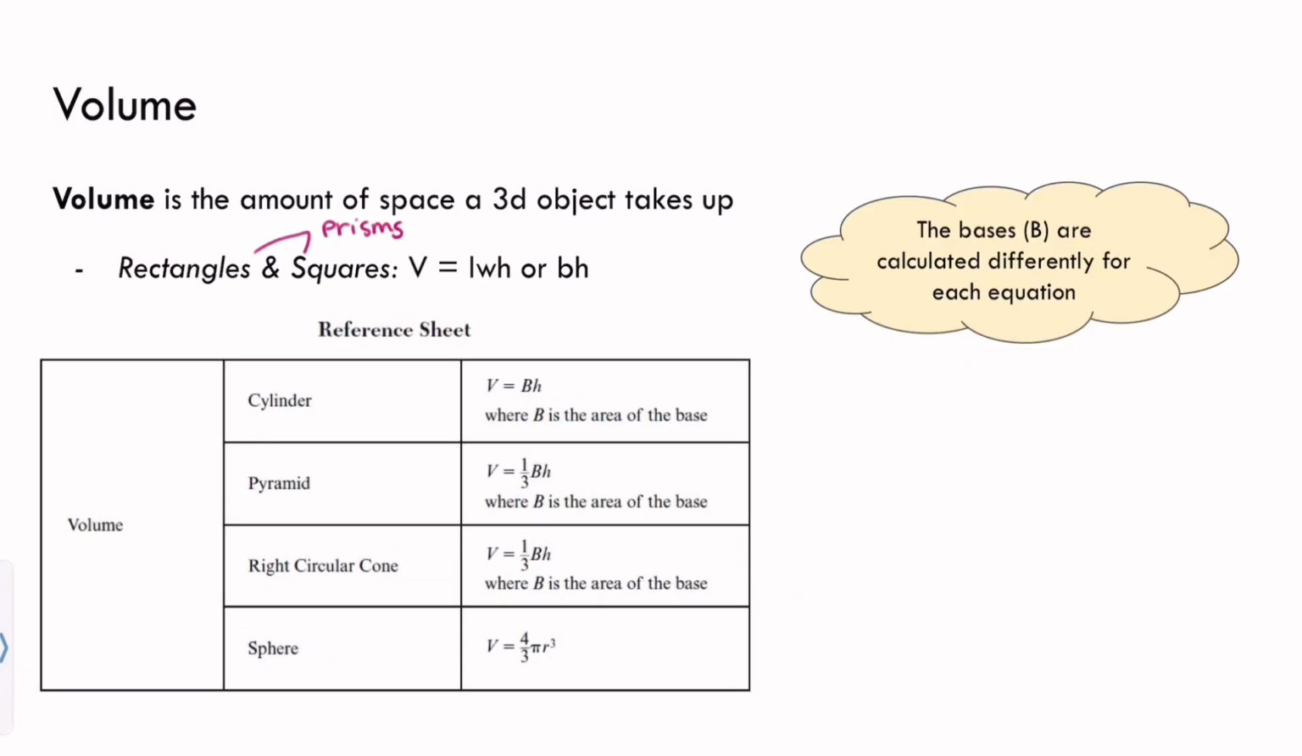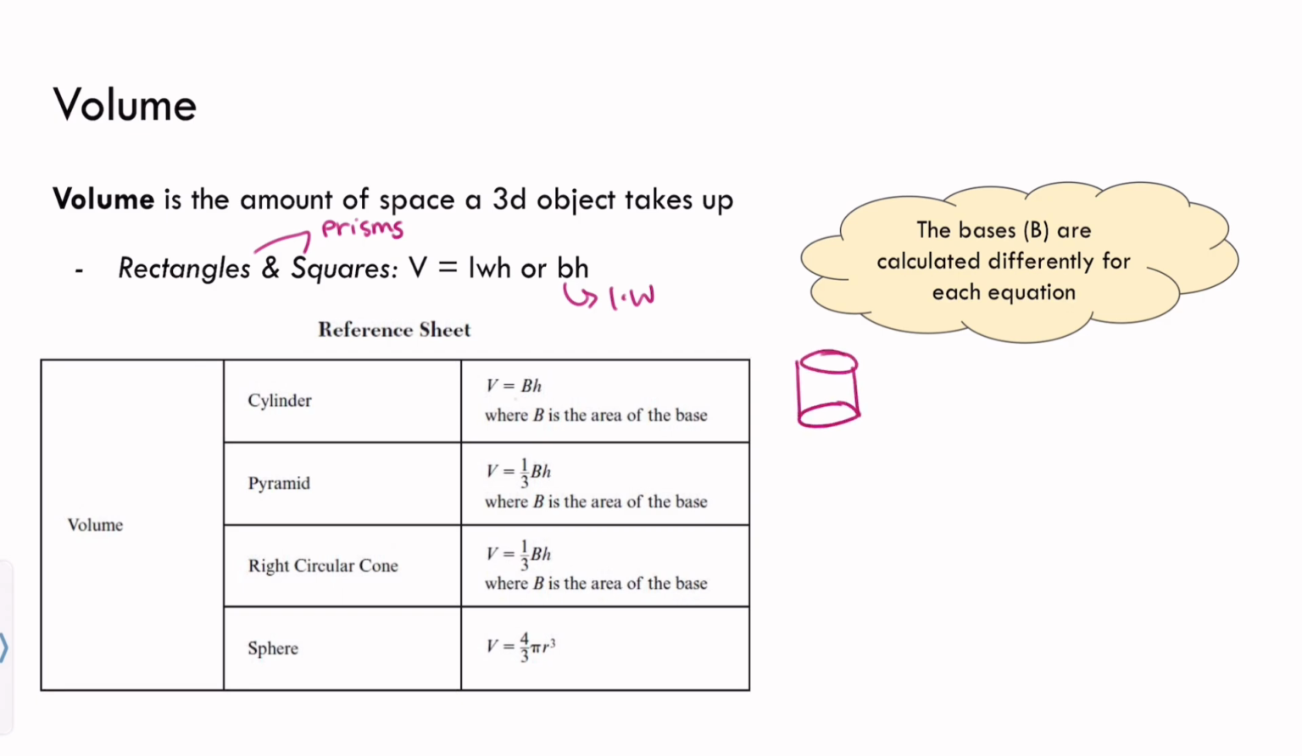Moving on to volume. Volume is the amount of space a 3D shape takes up. For rectangle and square prisms, the volume is equal to length times width times height, or base times height. The base for this equation is equal to length times width. But keep in mind that the bases for different types of 3D shapes are all calculated differently because all their bases are different shapes. So, like, for example, a cylinder, right here.